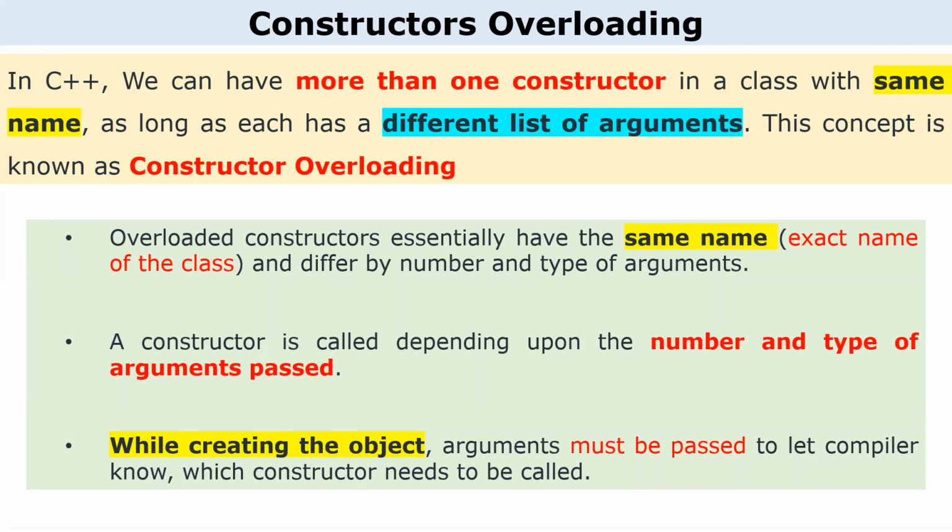So constructor overloading means a class may have more than one constructor with the same name but a different list of arguments. That's the important point to remember: same name but a different list of arguments. The constructors have exactly the same name and differ by the type of argument. While creating the object, arguments must be passed to let the compiler know which constructor needs to be called.